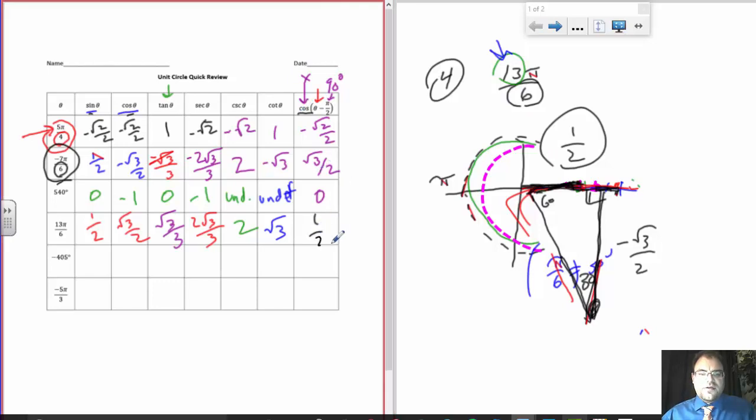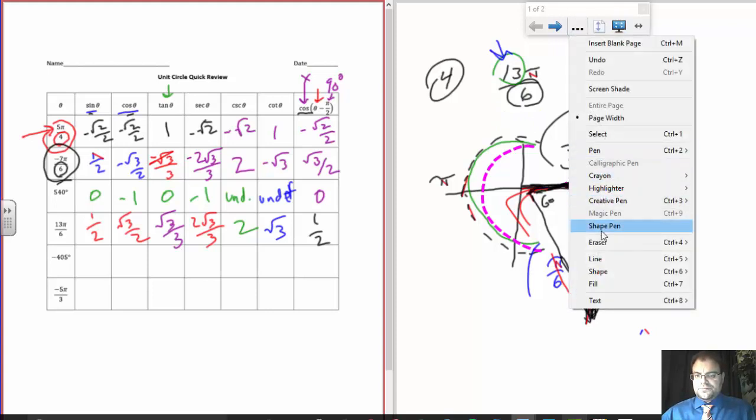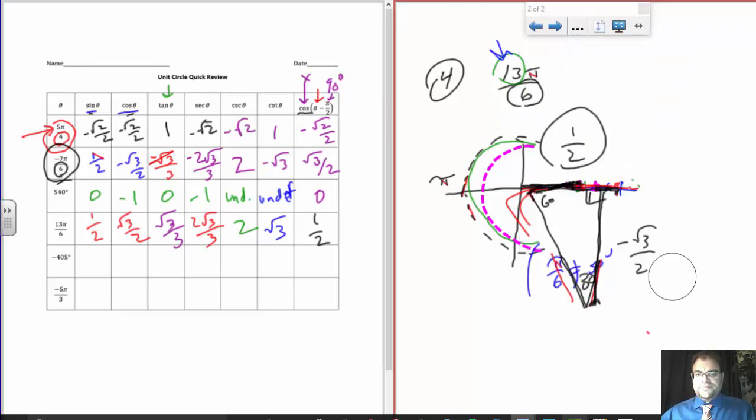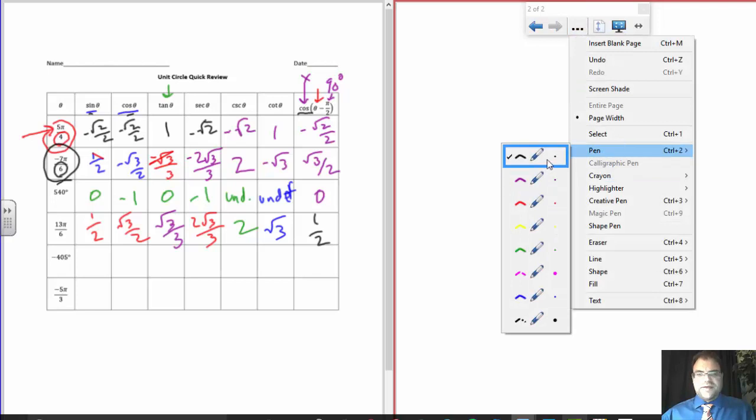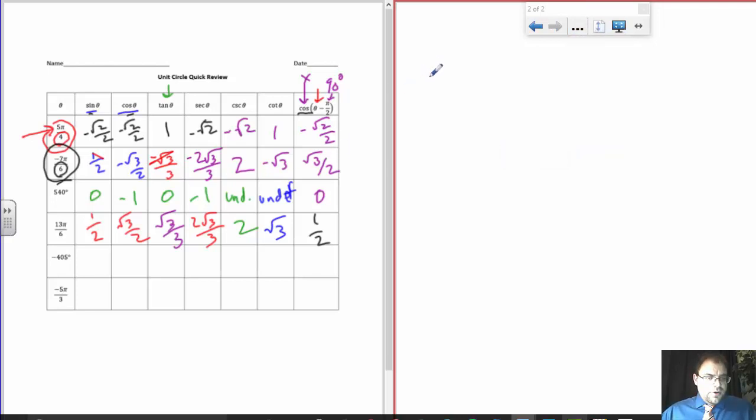All right. 2 more, nearly done. Sorry, I'm changing the pen so much, but I have to. All right, number 1, 2, 3, 4. This is number 5. Negative 405 degrees.